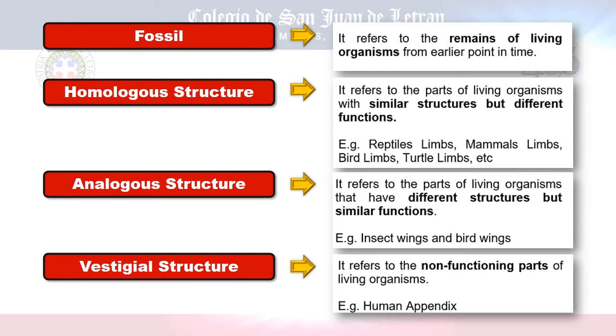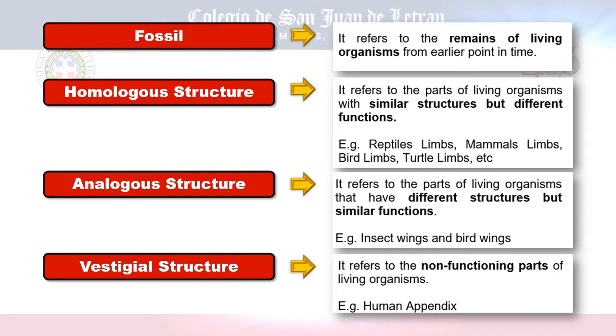Fossil is any preserved remains, impression, or trace of any once living thing from a past geological age. Examples include bones, shells, exoskeletons, stone imprints of animals.